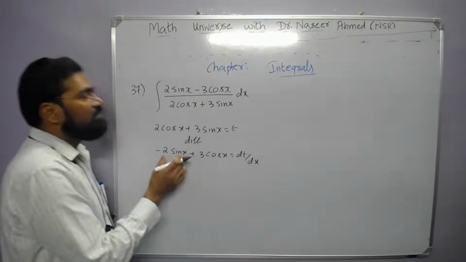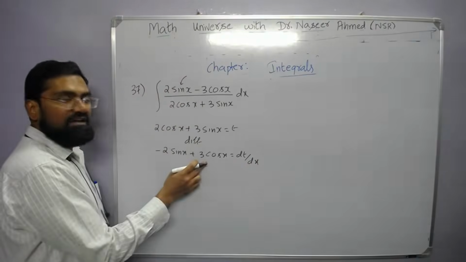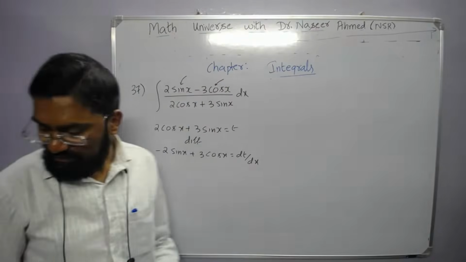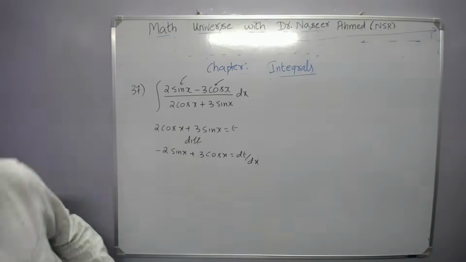Correct? Now, see the numerator. Here we have minus 2 sin x, but here we have plus 2 sin x. Here we have plus 3 cos x, but here we have minus 3 cos x. I mean to say terms are the same, but signs are opposite. Now for this we can have one formula.